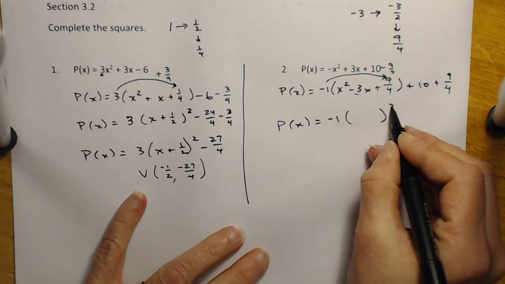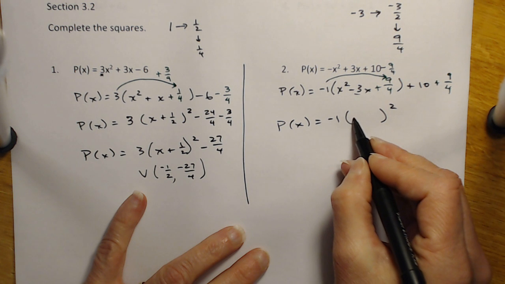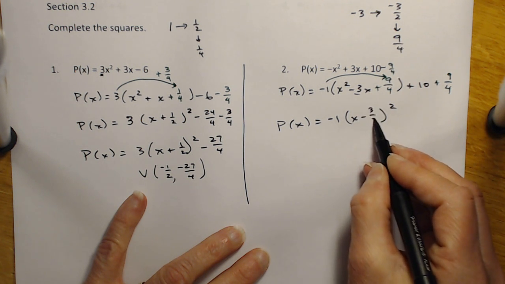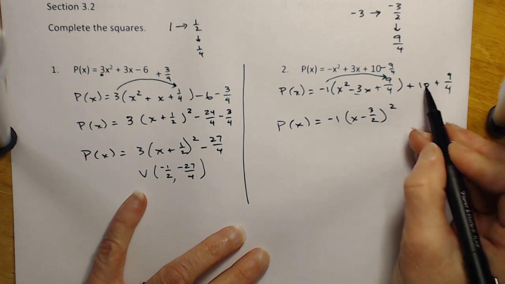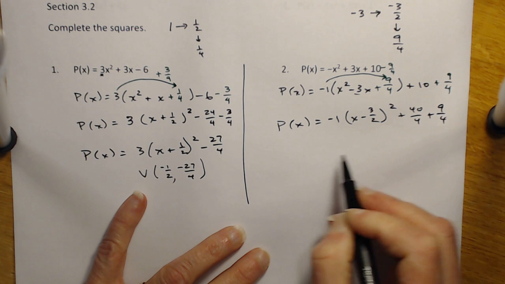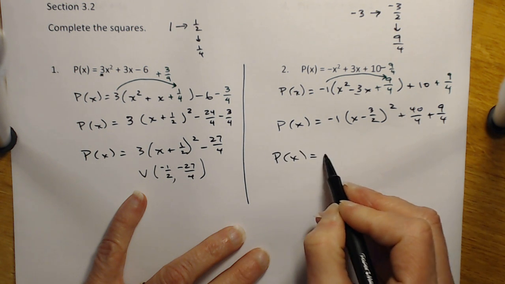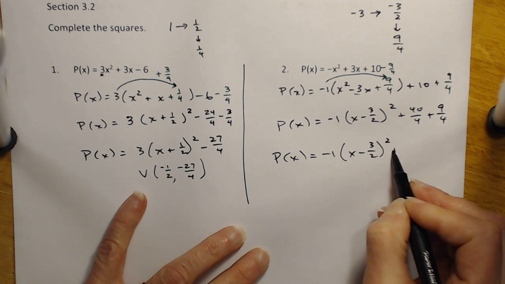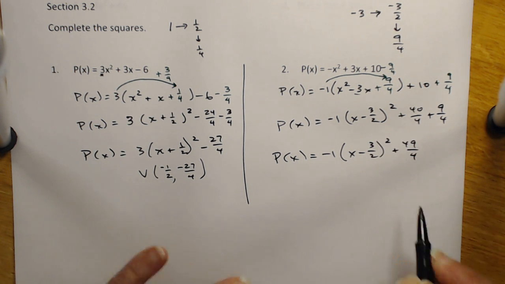So this, in fact, is a perfect square trinomial. X squared would always come from the x. And remember, the 9/4 came from the minus 3/2. Okay. And then again, we need to collect these, so I get my common denominator again. And p of x equals negative 1, or just negative if you want, x minus 3/2 squared plus 49/4.